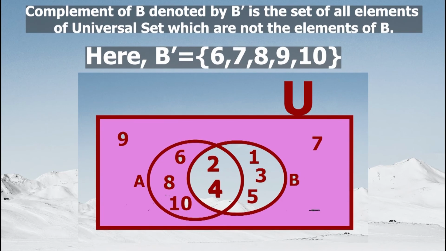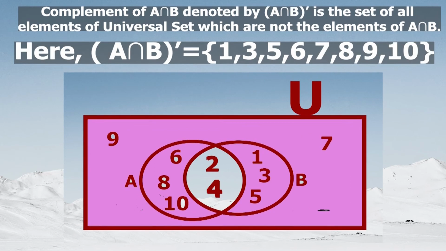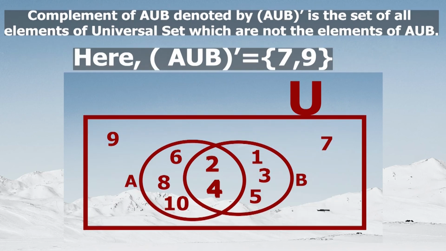Similarly, the region outside the circle B in the Venn diagram is called B complement, containing the elements 6, 7, 8, 9 and 10. Similarly, complement of A intersection B, denoted by A intersection B dash or A intersection B bar, is the set of all elements of universal set which are not the elements of A intersection B. So, like in the given Venn diagram, all elements lying outside the region of A intersection B form a set called A intersection B complement. Similarly, all the elements which are outside the region of A union B is called A union B complement, containing the elements 7 and 9.